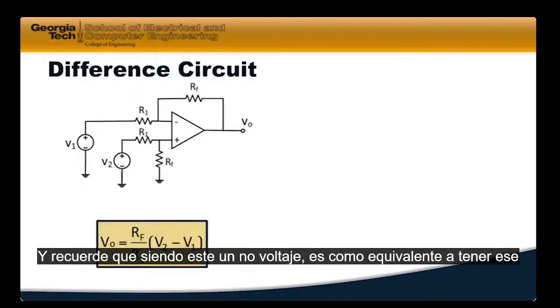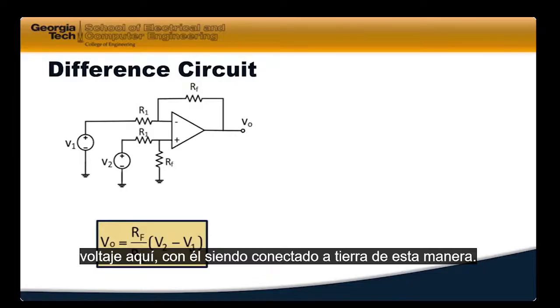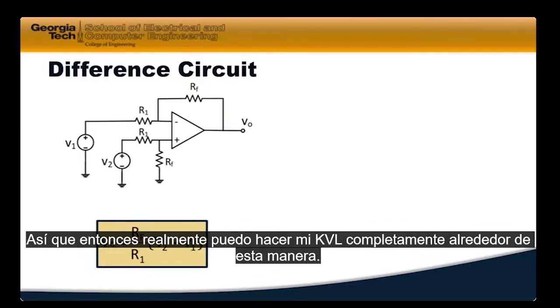A difference circuit is one that looks at the difference between the two input voltages and multiplies it by gain to give you the output. So this is the input-output relationship there. Now let's go ahead and derive this.